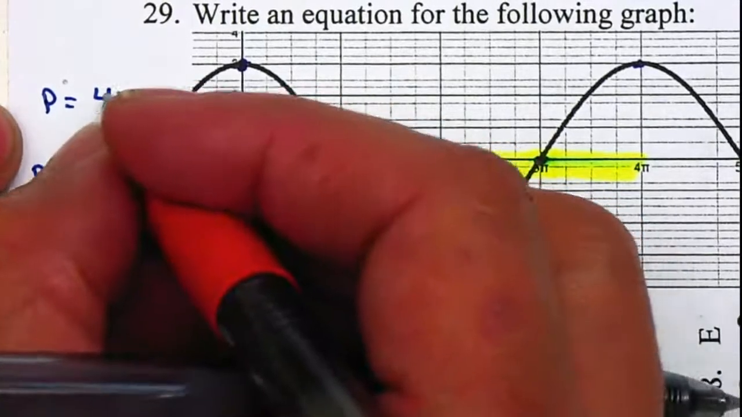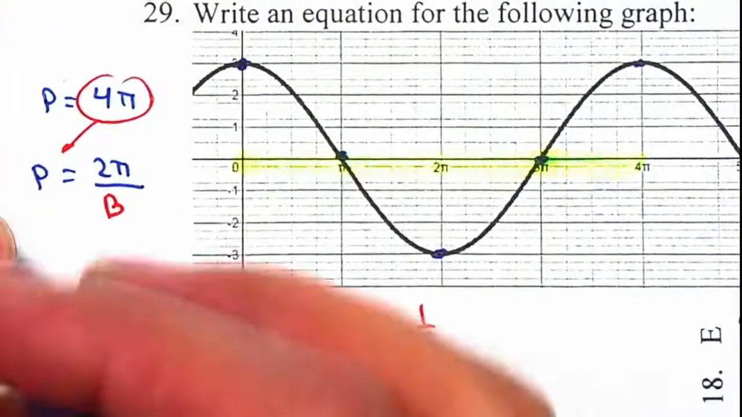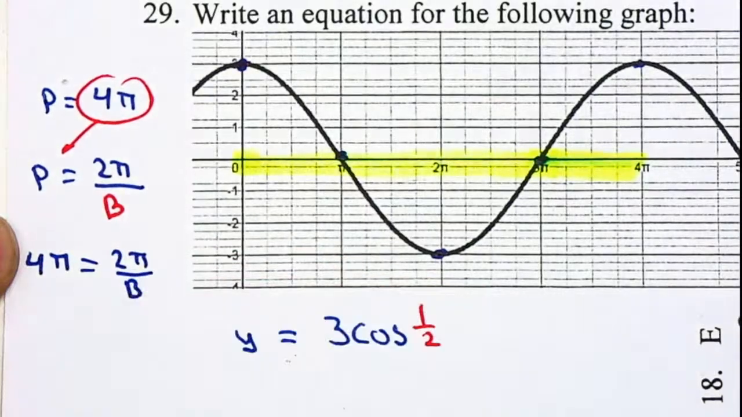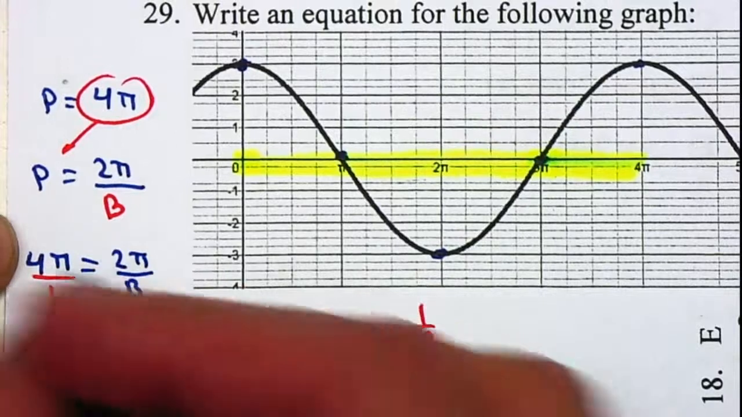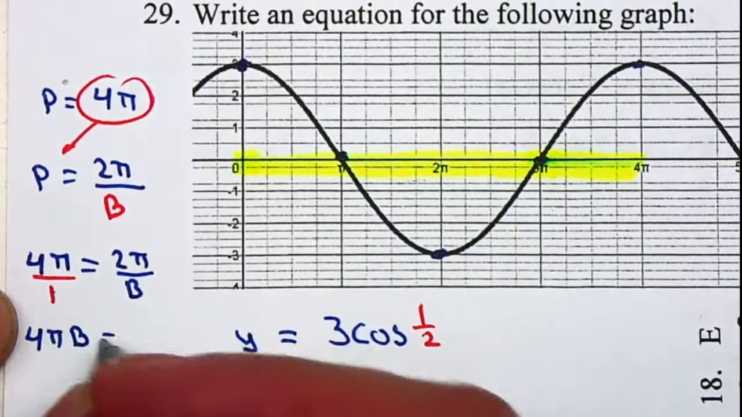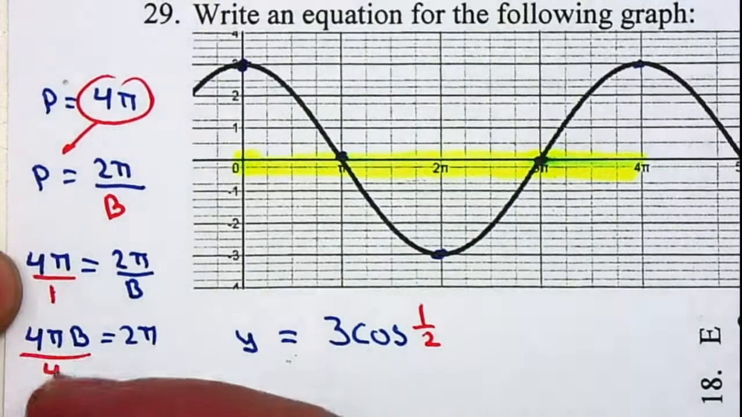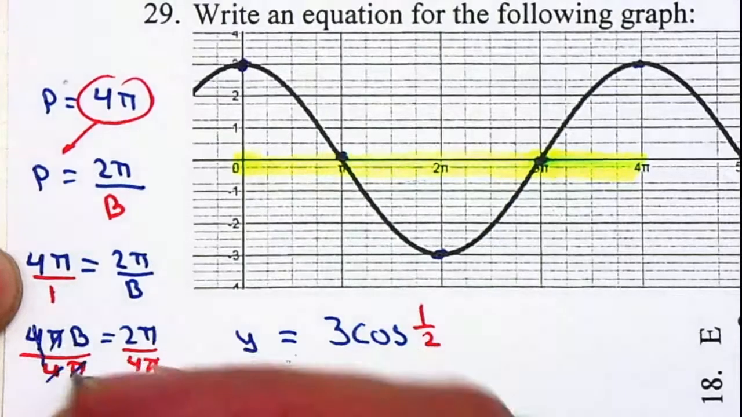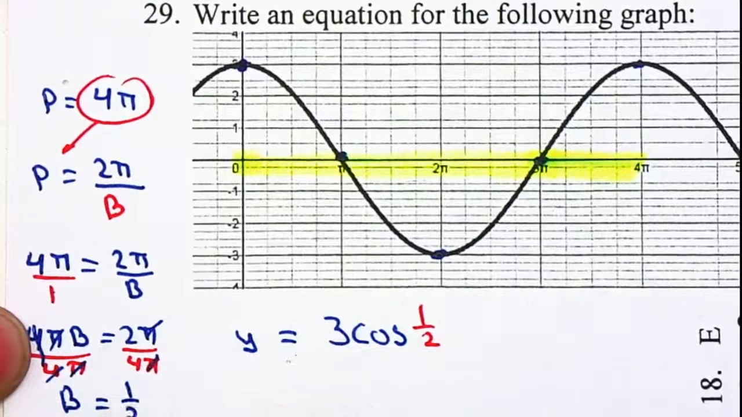The other way is to be able to solve it. I'm going to go ahead and substitute. Instead of the p, I'm going to substitute with the value of p, which is 4 pi. We have 4 pi is equal to 2 pi over b. I'm not going to cross multiply yet; I'm going to place it over 1 and then cross multiply. 4 pi times b is 4 pi b. 1 times 2 pi is 2 pi. I'm going to divide by 4 pi on both sides. The 4's cancel, the pi's cancel, so I have b is equal to 2 over 4. Reduce it by 2 gives me 1/2.